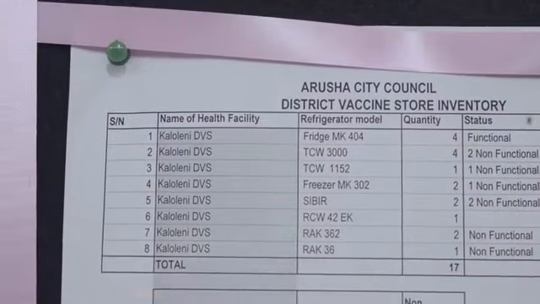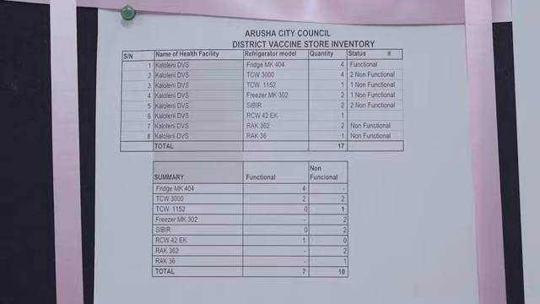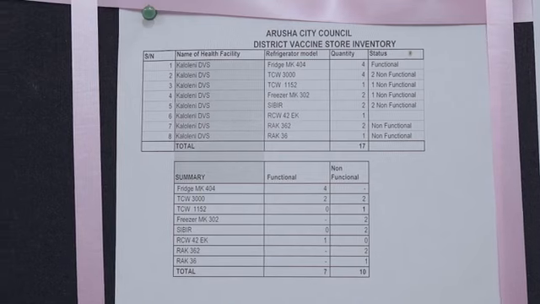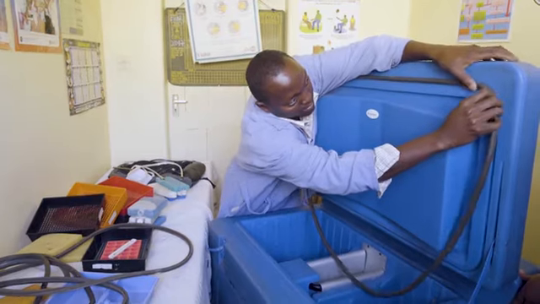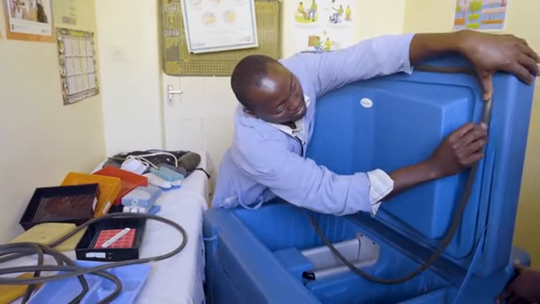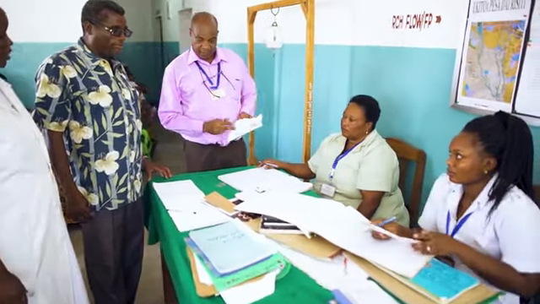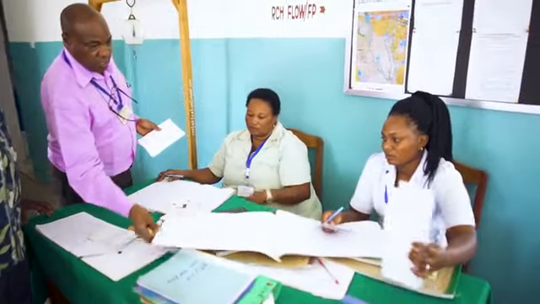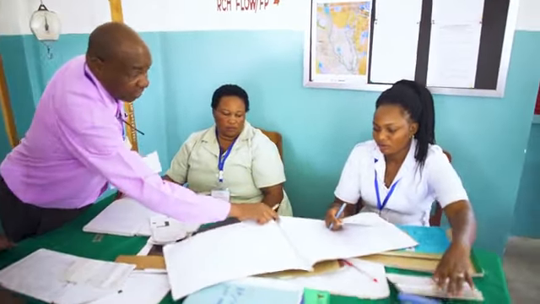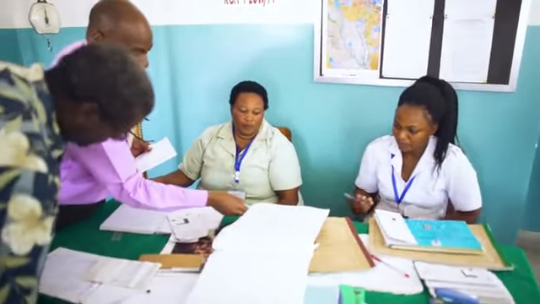An inventory list helps technicians plan repair activities and manage spare parts. It helps managers see which locations may need new or additional equipment. An inventory list also helps a health facility or district store make contingency plans for when things go wrong.